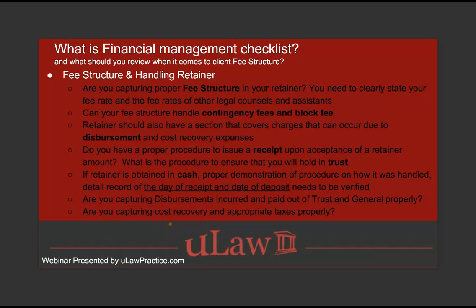So to do this, your checklist should pretty much be: hey, are you capturing a proper fee structure in your retainer, right? Is that properly established, and do you have it captured in your matter properly? And if you have multiple legal counsels and assistants, are their rates actually captured? That's key. Now, several matters can have different kinds of fee structures. You could have a contingency fee or a block fee. Are you clearly stating that right in the retainer, and handling it properly? That is another key thing that an auditor will check. And this is where an example can really help.